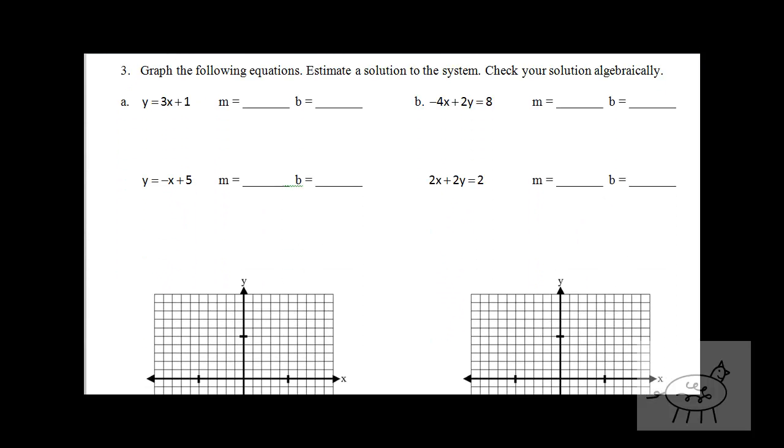It says graph the following equations, estimate a solution to the system, check your solution algebraically. Okay, so again, these are really easy. The slope is 3, y-intercept is 1. And this one, the slope is negative 1, the y-intercept is 5. Okay, so let's go ahead and plot that.